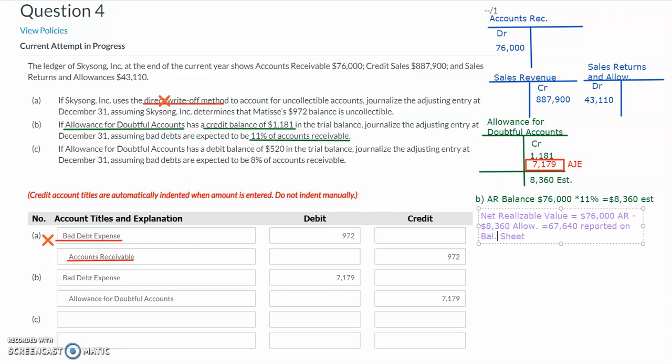Also, with our journal entry, we notice that we're going to report a debit to our bad debt expense. So our revenue was generated this year. So that means that our expense associated with that revenue should be recorded in the same year. Next, we're going to move on to scenario C, where we have our allowance for doubtful accounts.